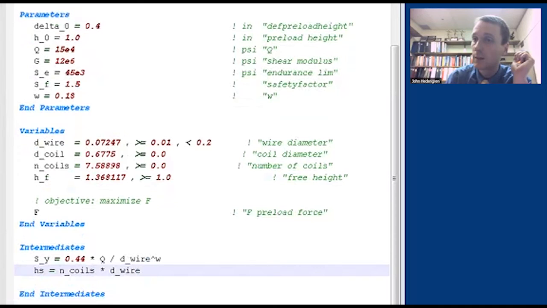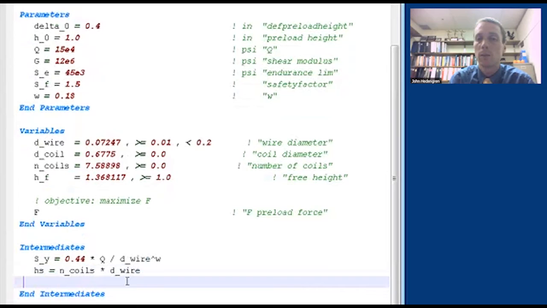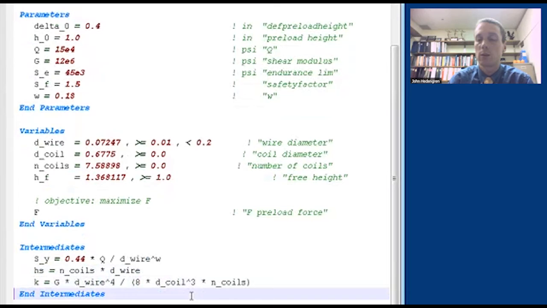Okay. So let me keep going then. I have my solid height, and then I also need my K value, which is my spring constant. That's just going to be G times D wire to the fourth divided by 8 times D coil to the third times the number of coils. Okay, so that defines my spring constant, and that should be equal to 7.5.